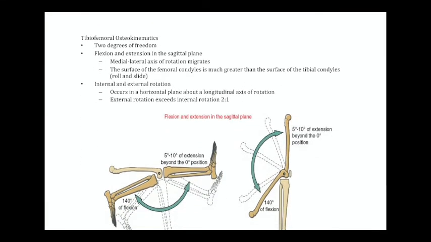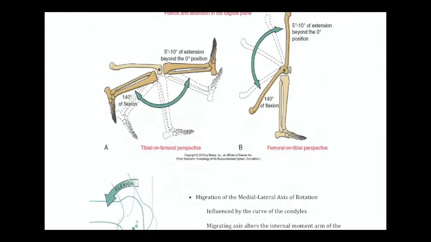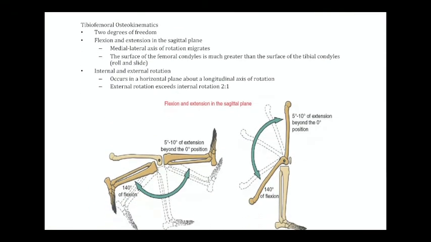The knee has 2 degrees of freedom. And so we have this flexion extension, which happens in the sagittal plane. It has a medial lateral axis rotation, and it migrates as you go forward. We'll look at that in a second. And then the surface of the femoral condyles is much greater than the surface of the tibial condyles, so you have a roll and a slide that happens in order to keep them in place.